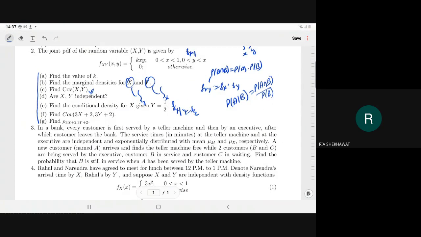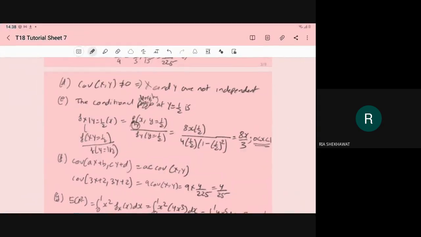Then after, in part F, find the covariance of 3X plus 2 and 3Y plus 2. Already we have computed the covariance corresponding to X and Y. Now we have the property for the covariance of aX plus b and cY plus d. Covariance we always compute when we have more than one variable, for joint densities only. For a single variable, the univariable problem, we never compute the covariance. We compute it for bivariable or multivariable problems.